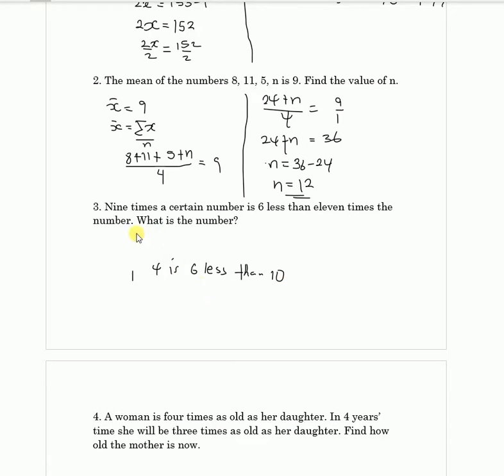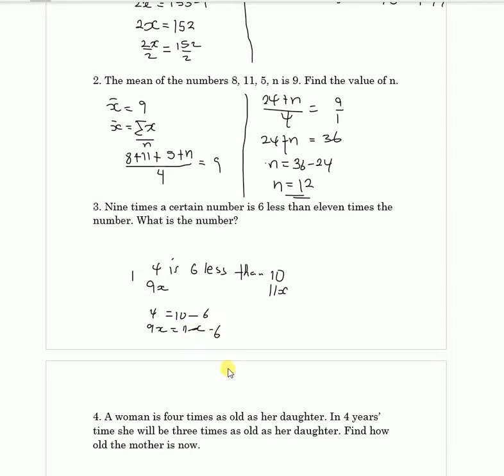So around here we are going to get 9 times the number, like you're saying 4. 4 is 6 less than 10. So 9 times the number is this. Let the number be x. So 9 times x is 6 less than 11 times the number, 11x. You get that. So to get 4, you get 10 minus 6. So we shall have that to get 9x, we shall have 11x minus 6.